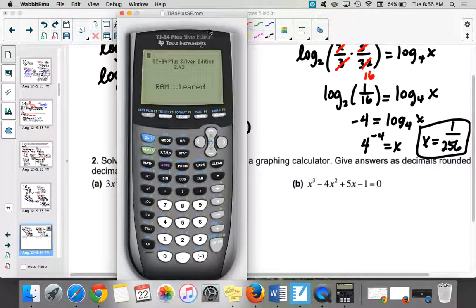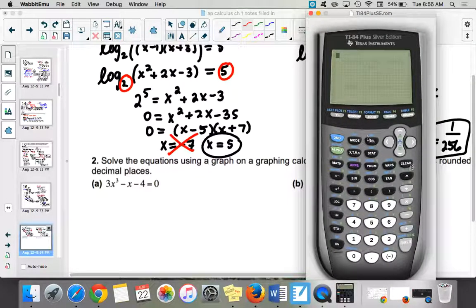So under y equals, we're going to put 3x cubed minus x minus 4, and we hit graph. So we're going to get a cubic function. We should know the basic shape of it, right? And we're trying to find when it's equal to 0. So what does that mean in words? Equals 0. What's it mean for our graph? Yeah, not y-intercept, x-intercept, right? We're trying to find the x-intercept.